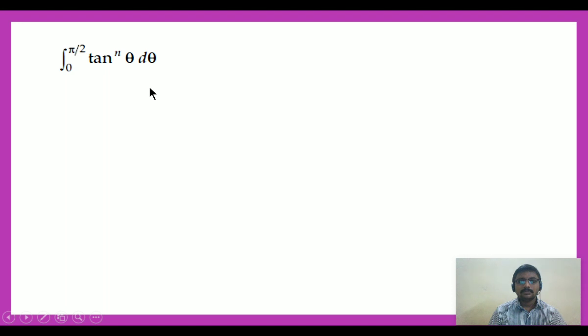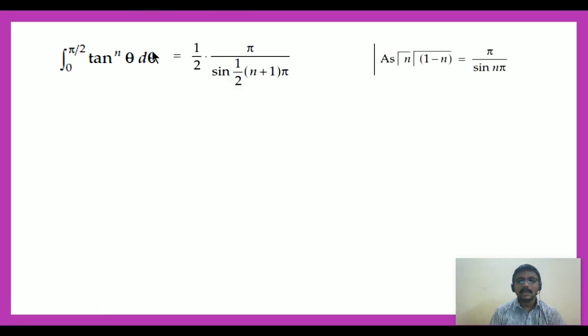So integral 0 to pi by 2 tan power n theta d theta is half into pi by sin half into n plus 1 into pi, because we have a formula, that is gamma of n into gamma of 1 minus n is pi by sin n pi. Just replacing the value of n here. That is, what is n here? N plus 1 by 2.